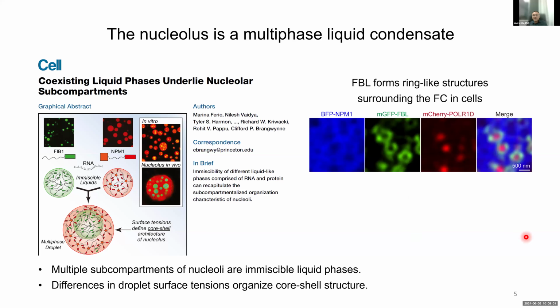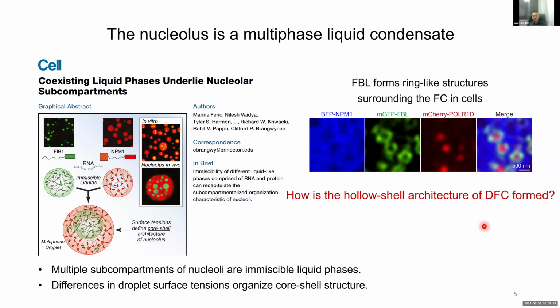However, you can see here that that's the nucleus under a super resolution microscope in mammalian cells. The FBL, which is a marker for DFC, forms this ring-like structure. In this reconstitution, FIB1 forms a solid droplet. So this is still largely unknown: how is the hollow shell architecture of DFC formed? What factors are critical for the formation of the hollow shell architecture of DFC?